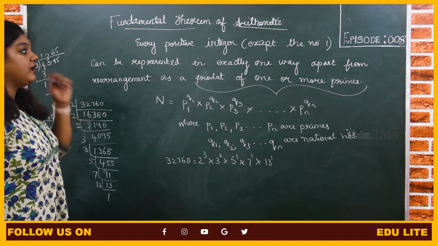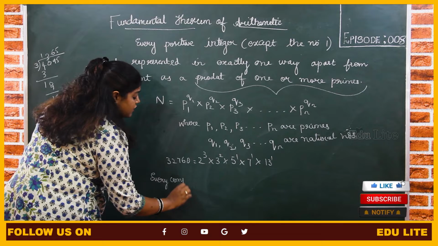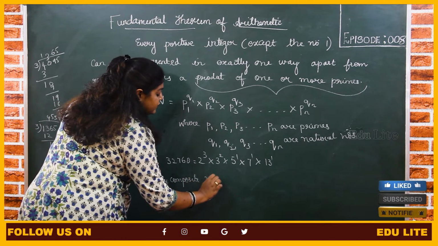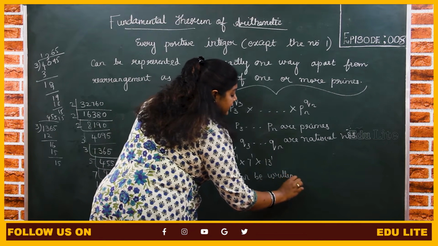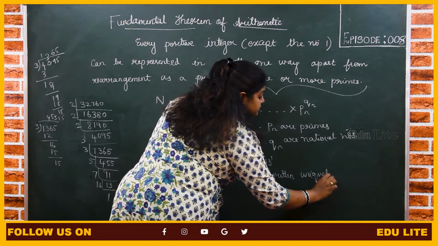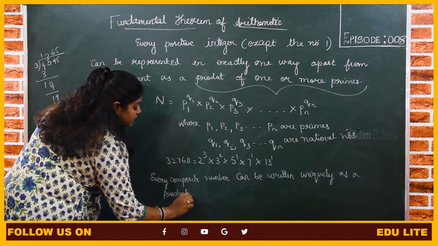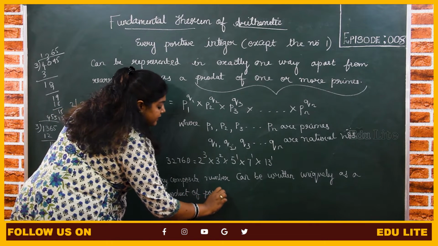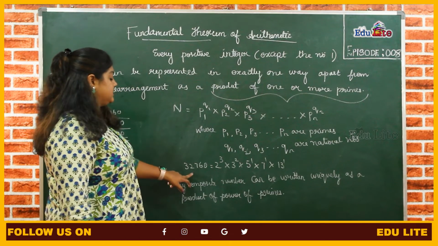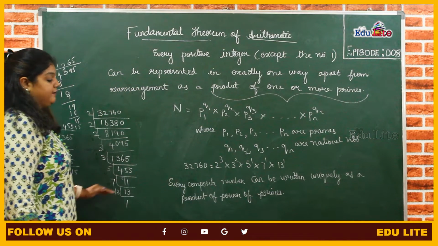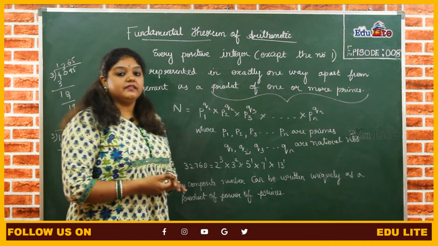So what the fundamental theorem of arithmetic states is, every composite number, which is a number that is not a prime number, can be written uniquely as a product of powers of primes. So this is the fundamental theorem of arithmetic. We chose a composite number, factorized it using only prime numbers, and it can be written in such a format. Expressing it in such a format is called the fundamental theorem of arithmetic.